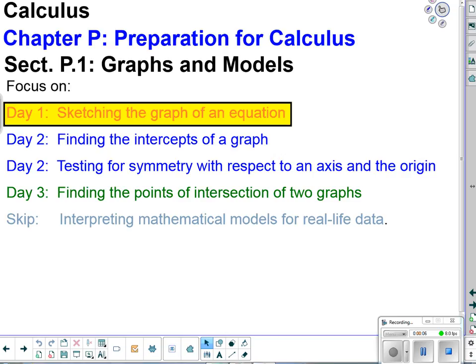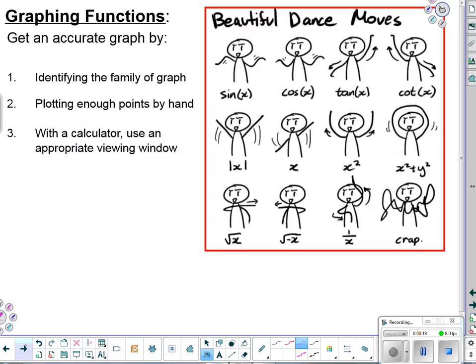Hello, we are working on Chapter P and Section 1 of that chapter. Today we're going to focus on graphs and models. So here's our day 1 objective, sketching the graph of an equation. And let's just hop into it.